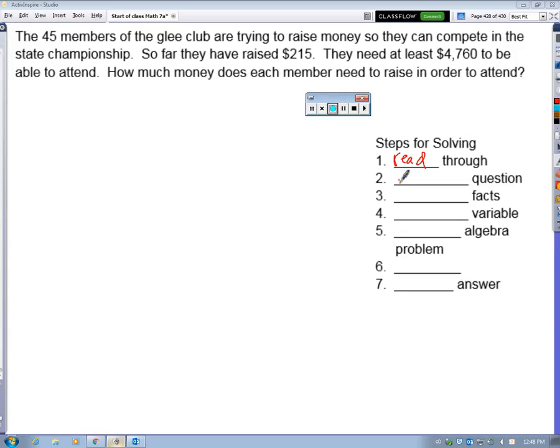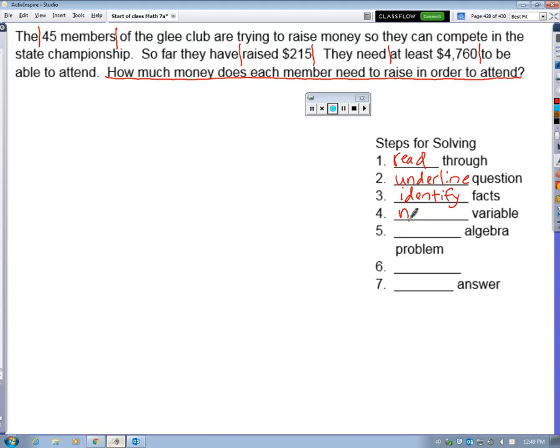Okay, so we read through the problem. We have an idea of what we need, what is going on. Let's underline the question. We need to find out how much money each member needs to raise in order to meet this goal up here. Okay? Identify our math facts that we're going to use. Alright, we know that we have 45 members in the club. We know that they have this much money so far to go to the competition. They need at least this amount to be able to attend. Okay, so there's our math facts.